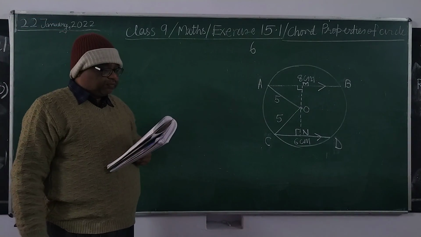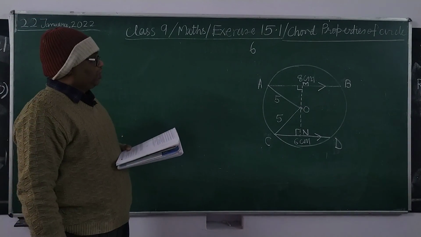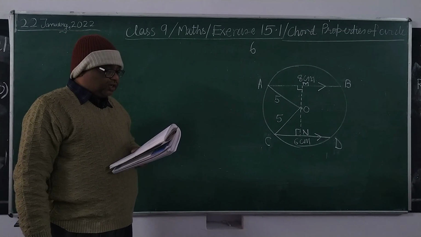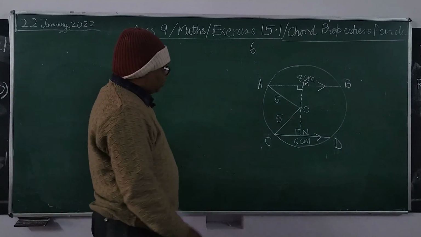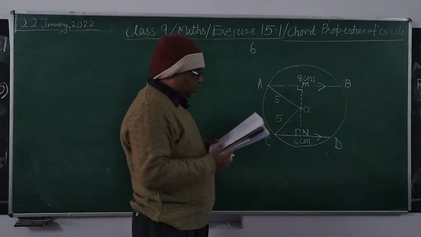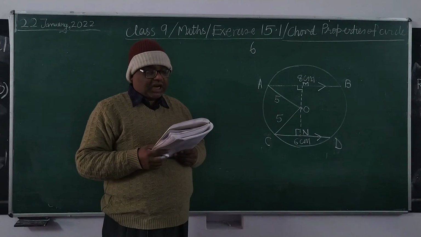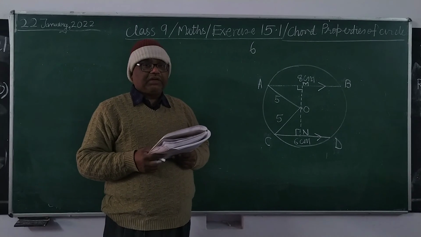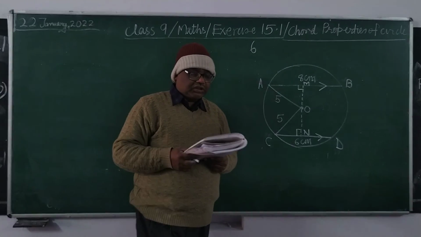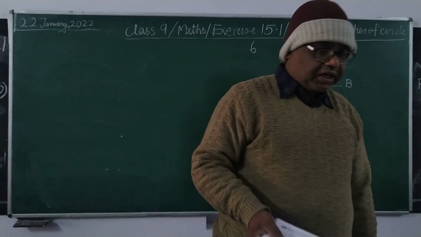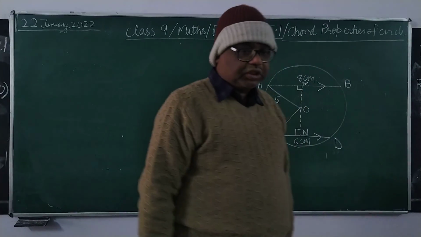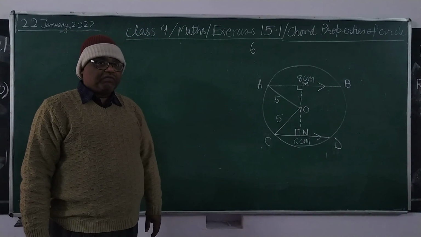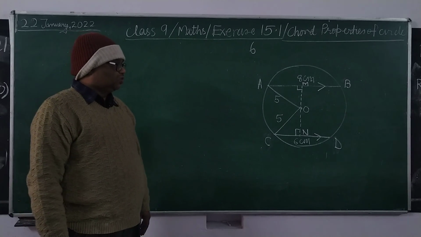Now all of you see question number 6 of exercise 15.1, chord properties of circle. In a circle of radius 5 centimeter, here radius is given 5 centimeter. AB and CD are two parallel chords of length 8 centimeter and 6 centimeter respectively. You have to calculate the distance between the chords if they are on the same side and if they are on the opposite side. So here I have drawn the diagram of the second part when the chords are on the opposite side. You can see here.